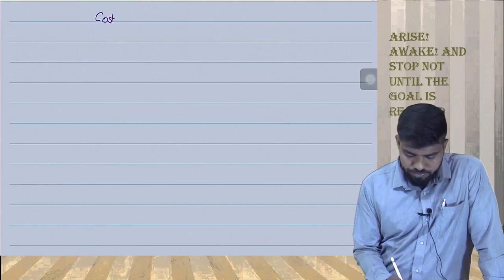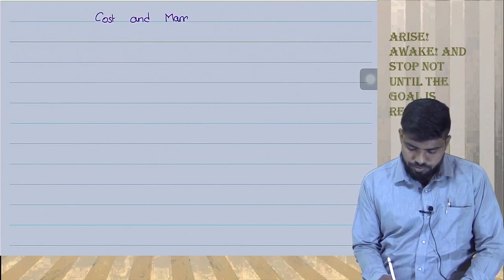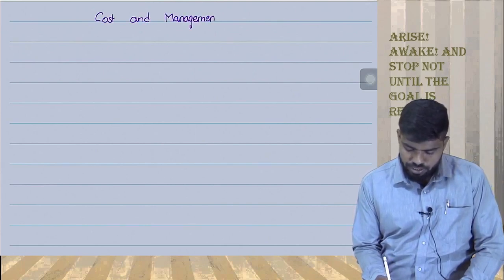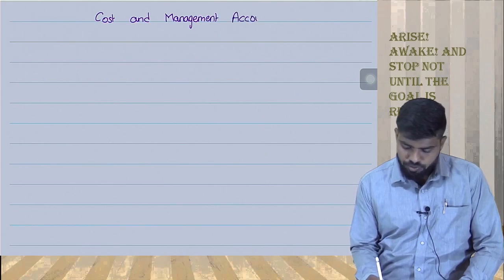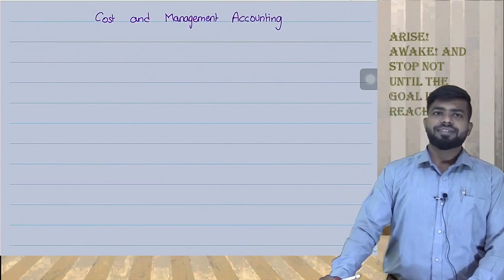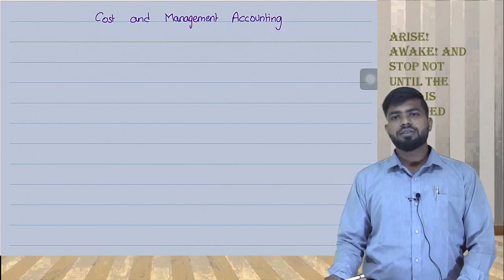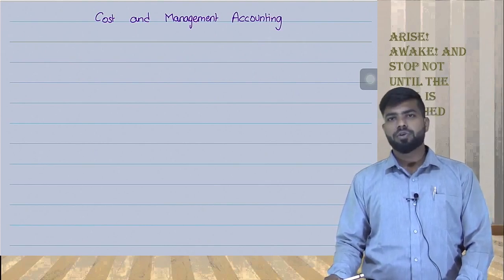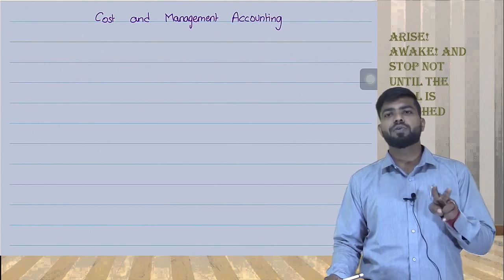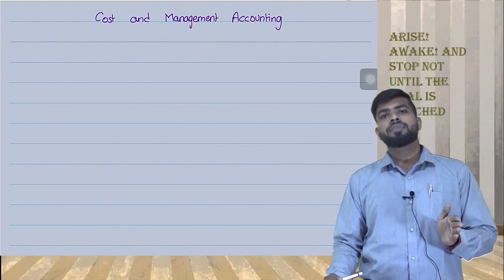We are starting with the subject, cost and management accounting. The name itself refers to two subjects. What are the two concepts it refers to? Number one, cost accounting, number two, management accounting. That means we are going to study parallelly two different types of accounting, that is cost accounting and management accounting.